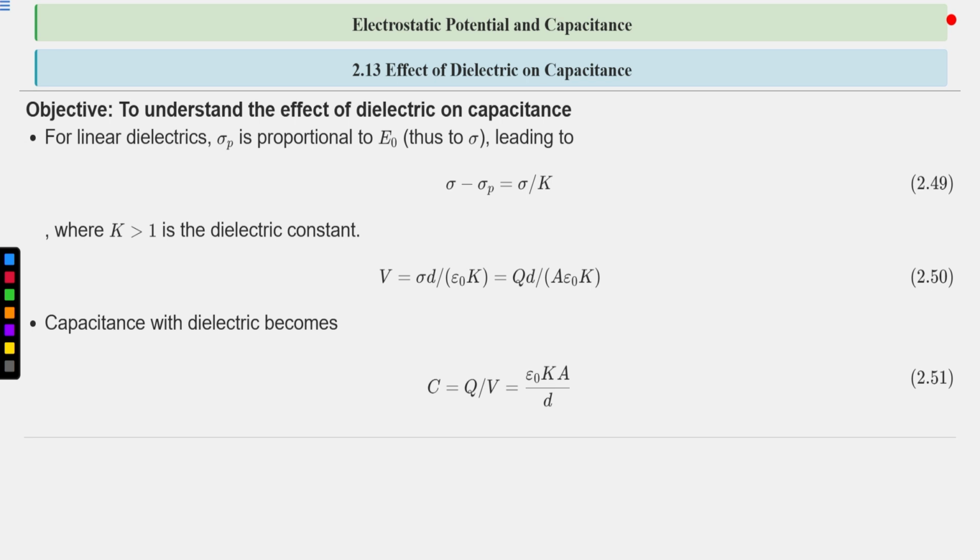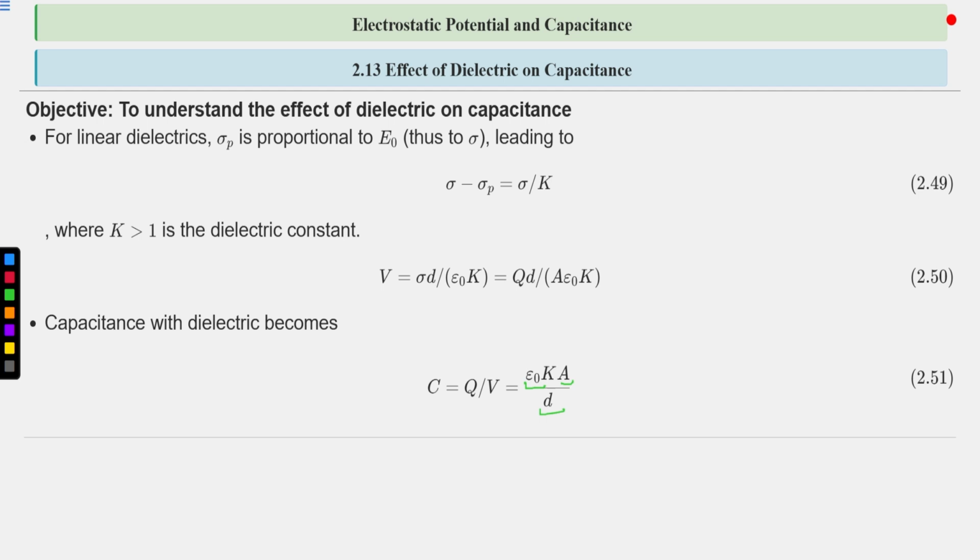Capacitance with dielectric becomes C equal to Q by V. Put this value of V in this equation. It will become epsilon naught K a by d. Now, this epsilon naught A by d, what is this? C naught, the capacitance of the parallel plate capacitor with vacuum between its plates. So epsilon naught A upon d is C naught, and this is K. So C will become K C naught.